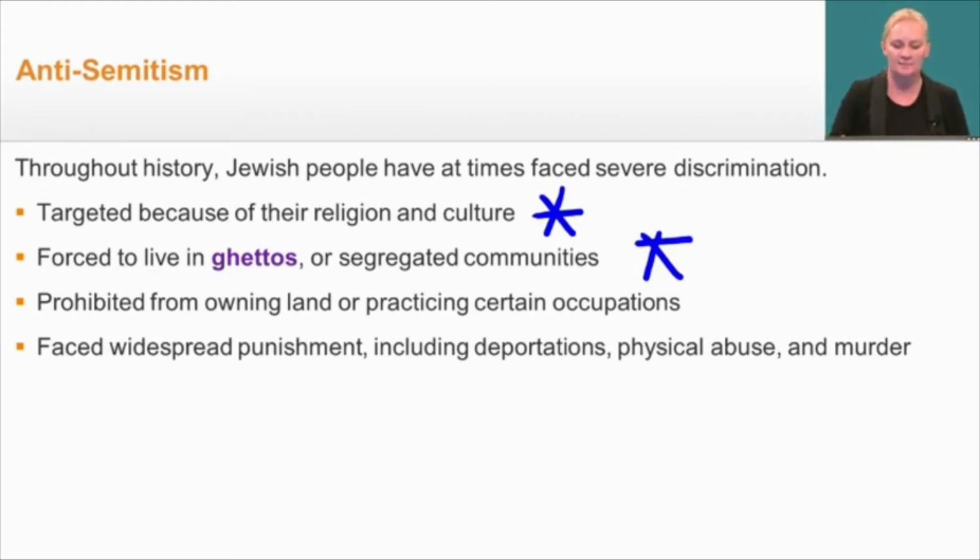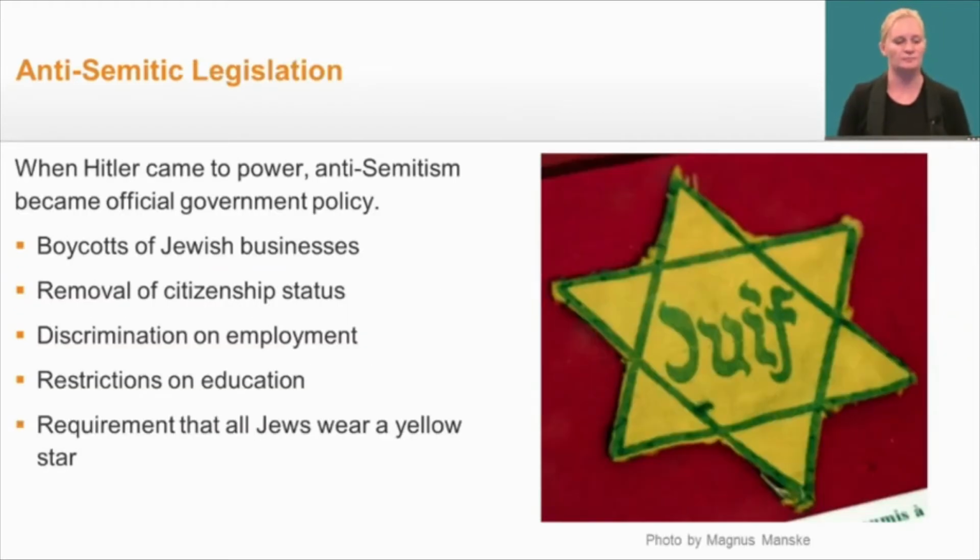They were prohibited from owning land or practicing certain occupations. There were some jobs that they were now prohibited from having. They faced widespread punishments, including deportations, physical abuse, and even murder. When Hitler came to power, anti-Semitism became an official government policy, which meant that becoming anti-Semitic towards the Jewish people was actually a law that was enforceable in Germany.